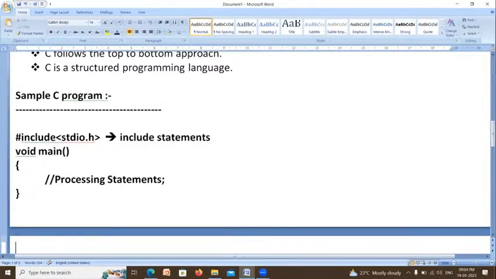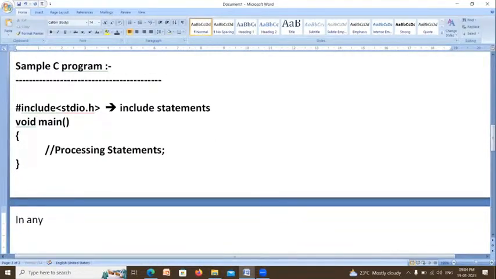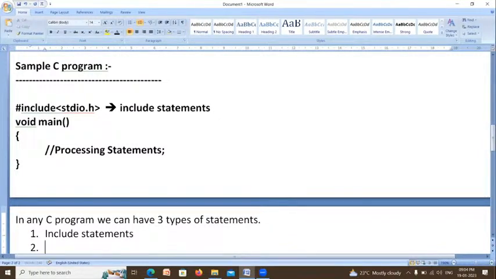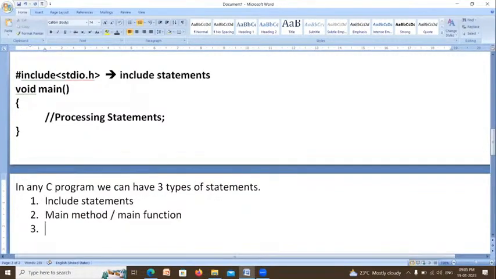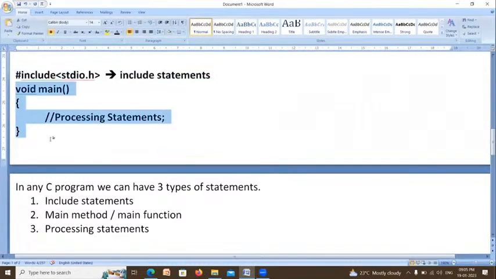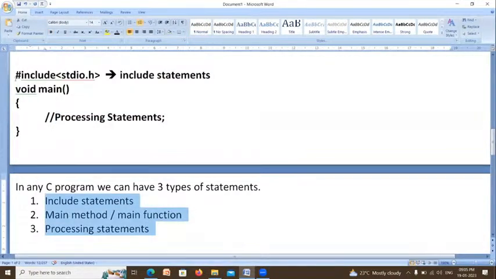Right. Now tell me what I explained. In any C program, we can have three types of statements. What are those? First one is include statements. Second one is the main method, also called the main function. Third one is processing statements. This line is called the include statement, this is called the main method, and this is called processing statements. In any C program, you can have these three types of statements.